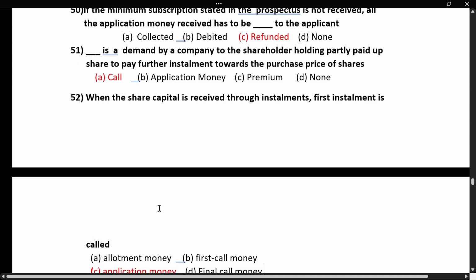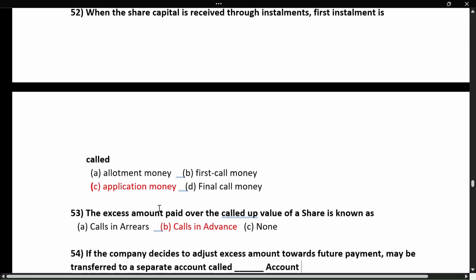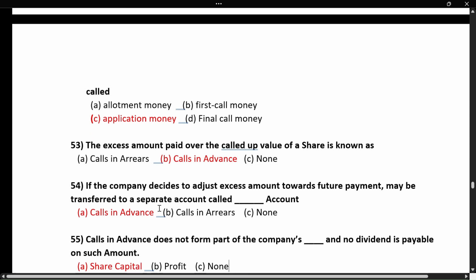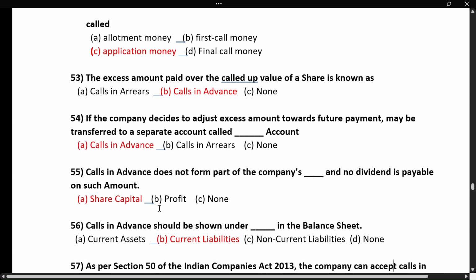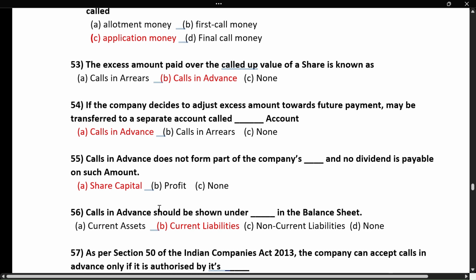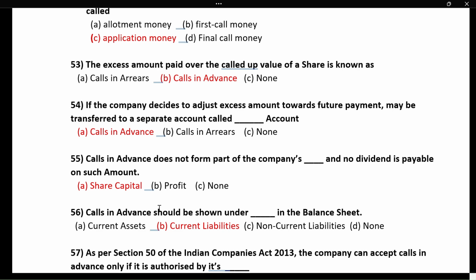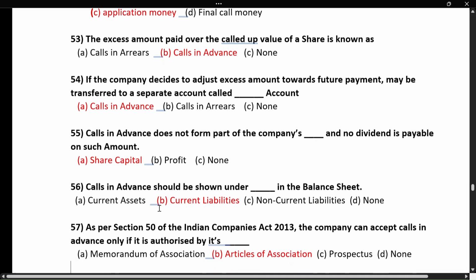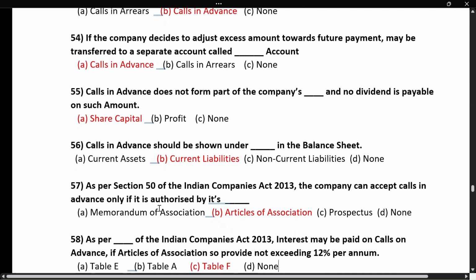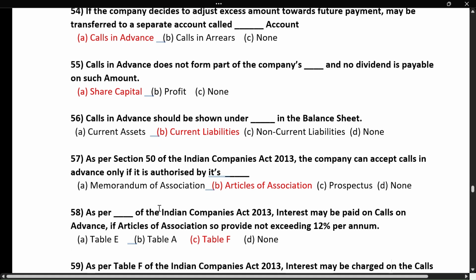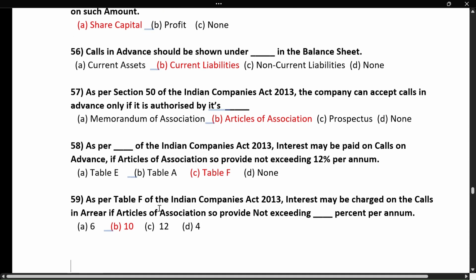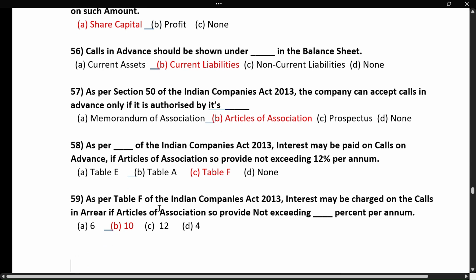When the share capital is received through installments, the first installment is called application money. The excess amount paid over the called up value of a share is known as calls in advance. If the company decides to refund or adjust it, they have to open a separate account called calls in advance account. This calls in advance is not a part of the company's share capital, and it will not receive any dividend. Calls in advance should be shown under current liabilities in the balance sheet.